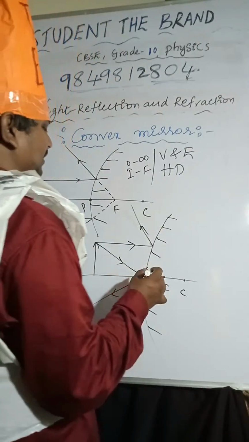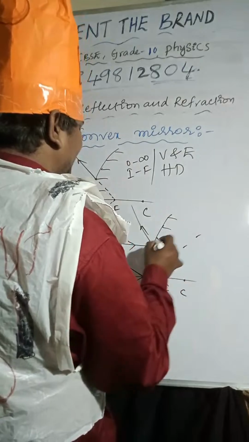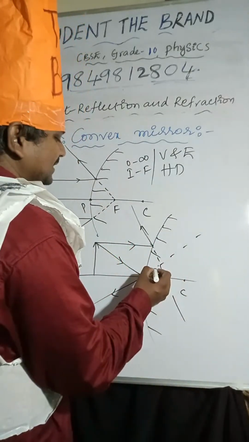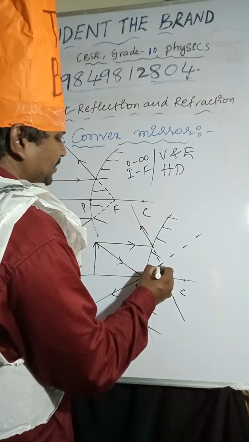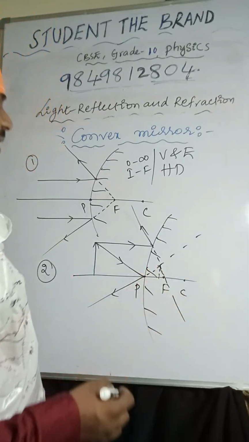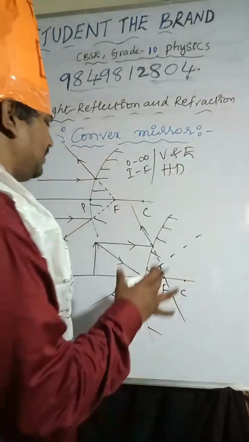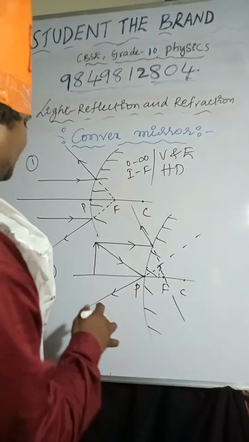After reflection, those light rays are moving away from the principal axis. When you extend those light rays, the extended light rays meet between P and F. What is the nature of the image? Virtual, erect and diminished.